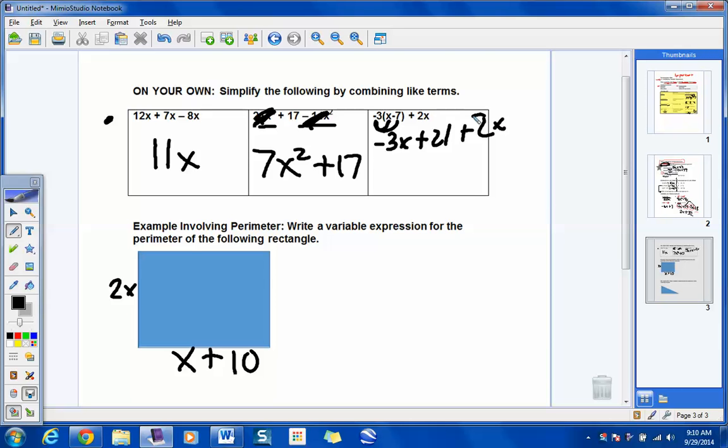You guys agree I can combine negative 3x and 2x? Just go to your advisor at this time. Guys agree? Yes. What's negative 3 plus 2? Isn't that negative 1x? Yes. All right, and then finally plus what on the end of it? 21. Okay.